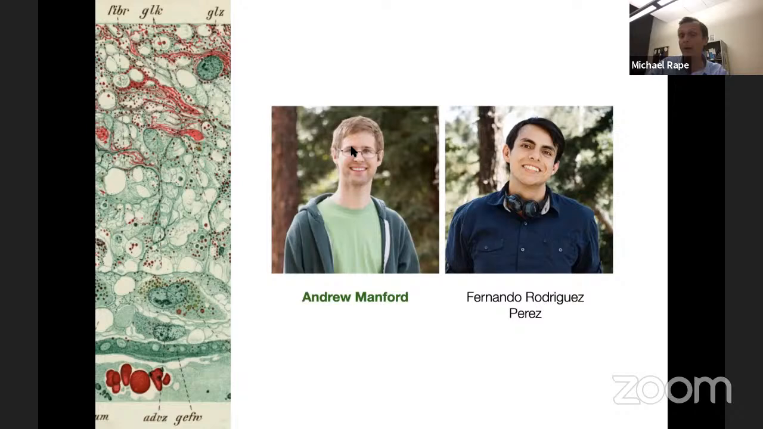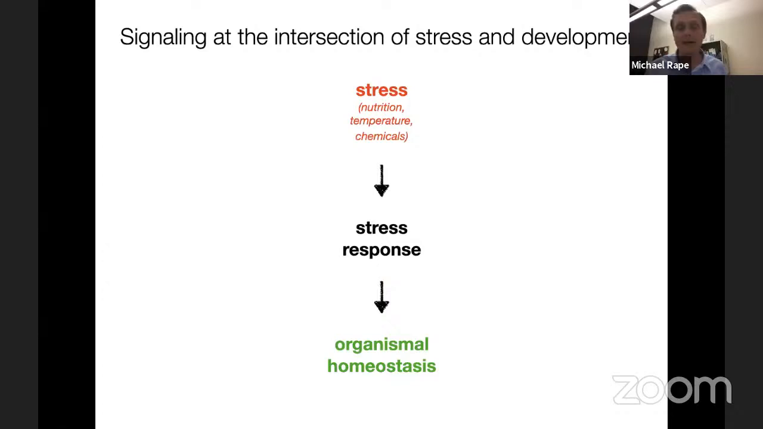He mentors graduate students such as Fernando Rodriguez Perez, who just graduated from the lab and now is doing his postdoc in Vishwa Dixit's lab at Genentech. And now our newest students that joined the lab all joined because of Andrew, because they wanted to work on this reductive stress response. Basically, the question that was at the heart of Andrew's work is, how can we make sure that development is robust?